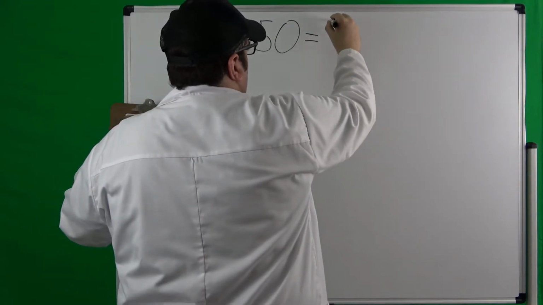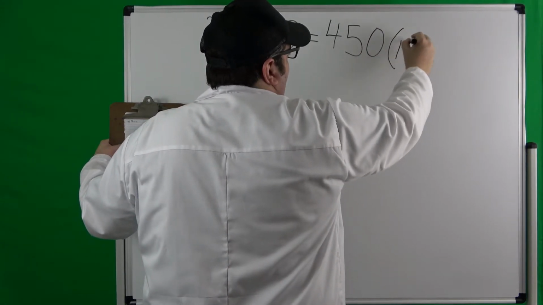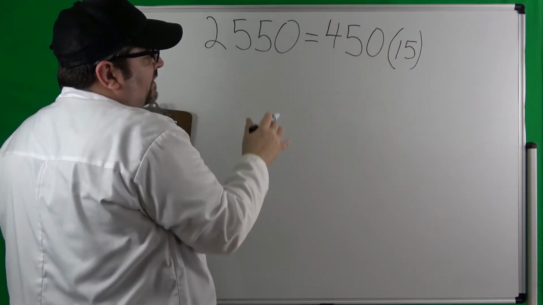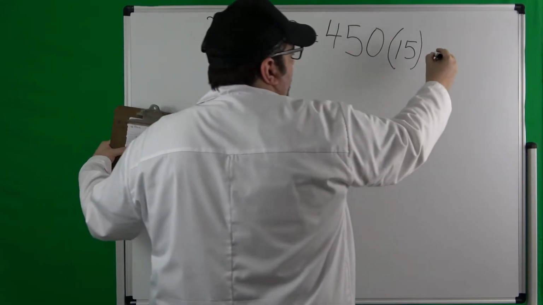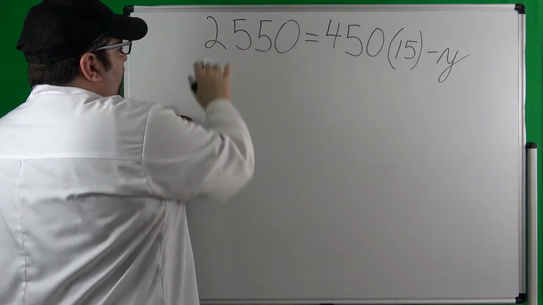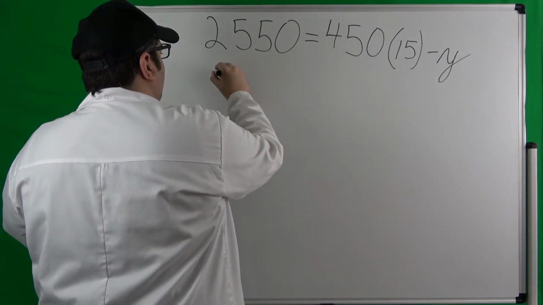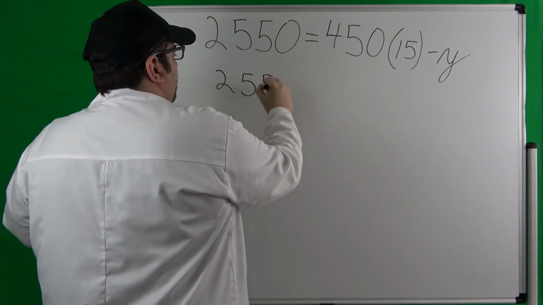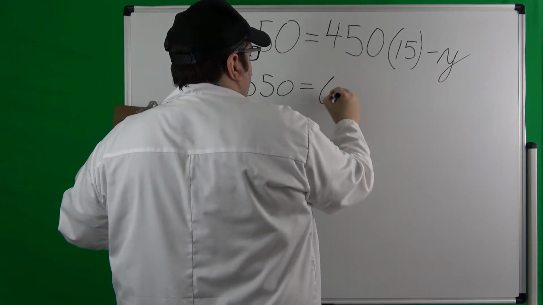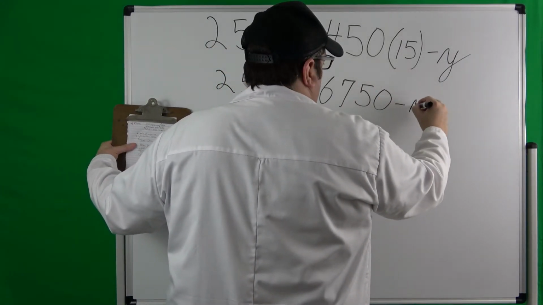Equals 450 times 15. So that's 450 copies of the magazine, $15 a piece, minus the cost gave us a profit of $2,550. So, okay, let's just simplify. 2550 equals 450 times 15 gives us 6,750 minus Y.